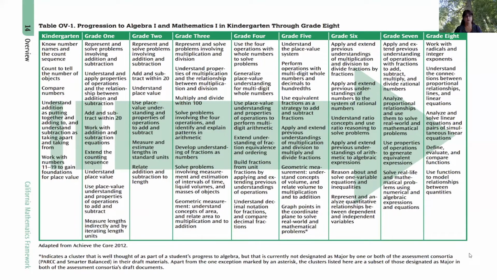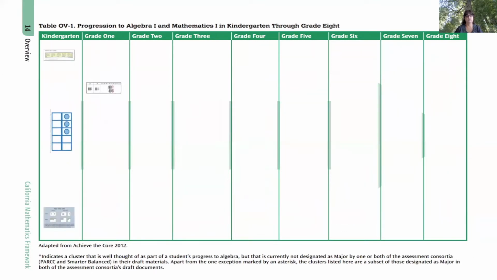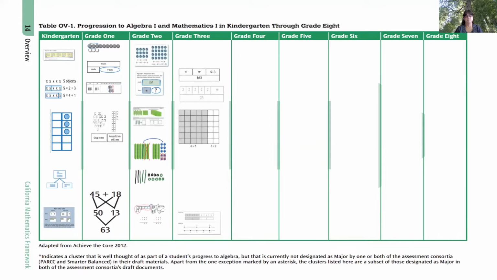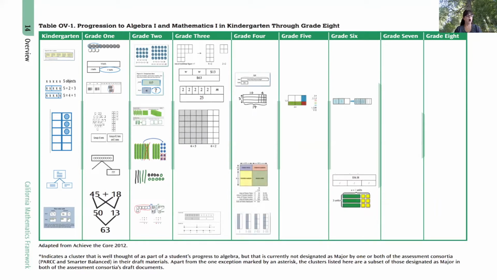I'm hoping I've given you a little bit of time to see it. You can see it in your framework on page 14, if you would like to have one for yourself. And then I would like you to look at this. It's the exact same, only the words are now replaced with visuals. Is it not mind-opening to think there is a visual to represent all of those pieces all the way up through grade 8?